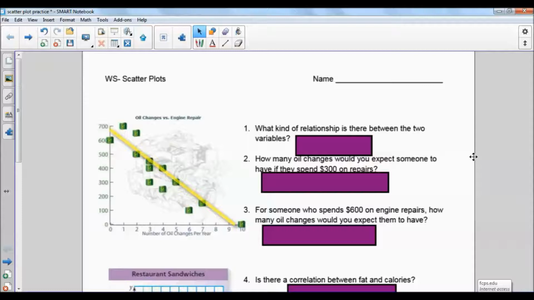If you're watching this video, you should have already watched the video about the notes and seen what a scatter plot was. Really, for this video, you should just be checking your practice. Please try these on your own before you listen to the explanation.